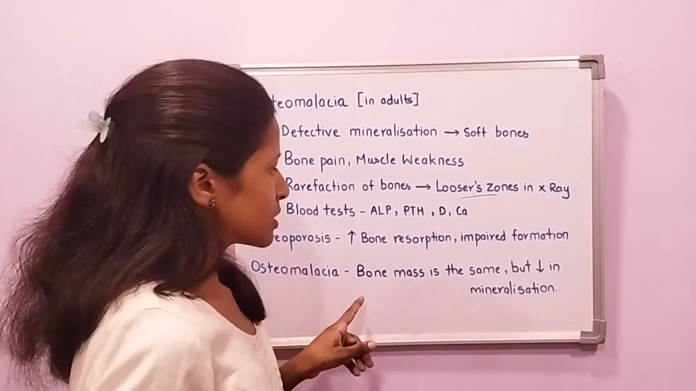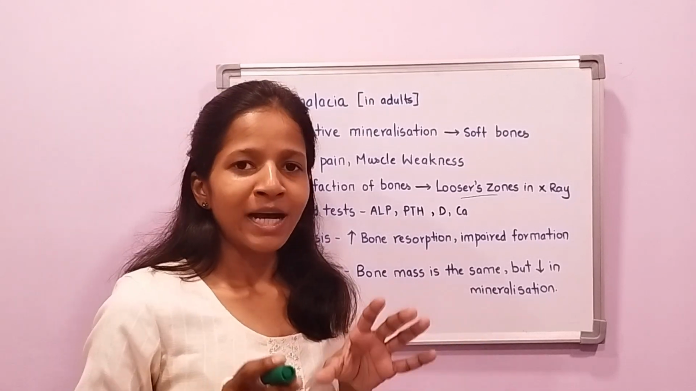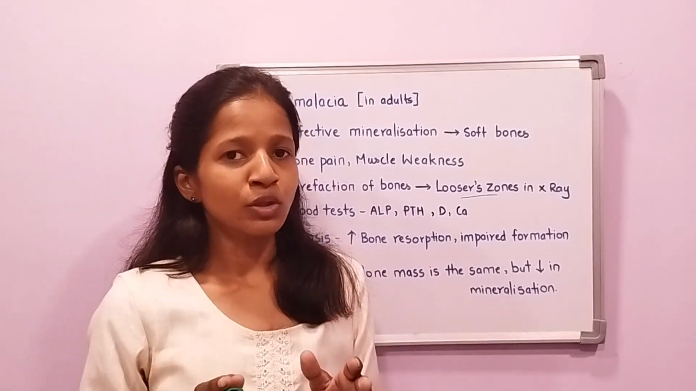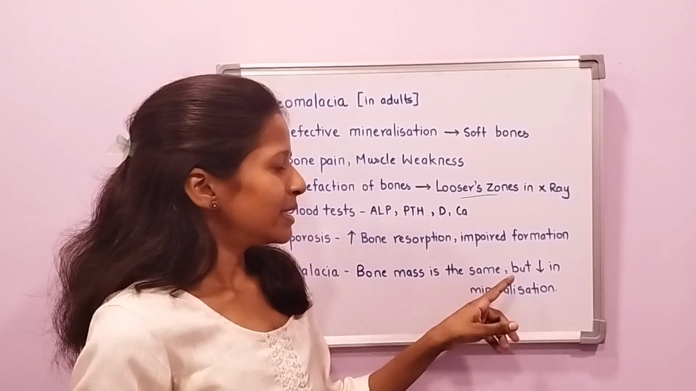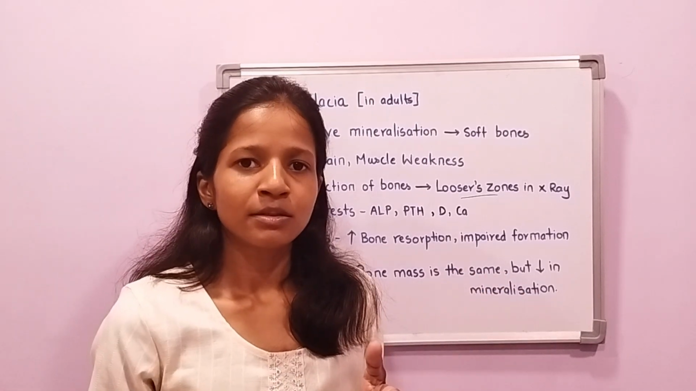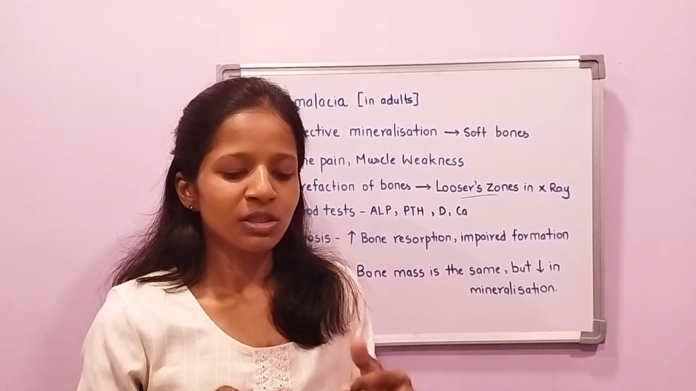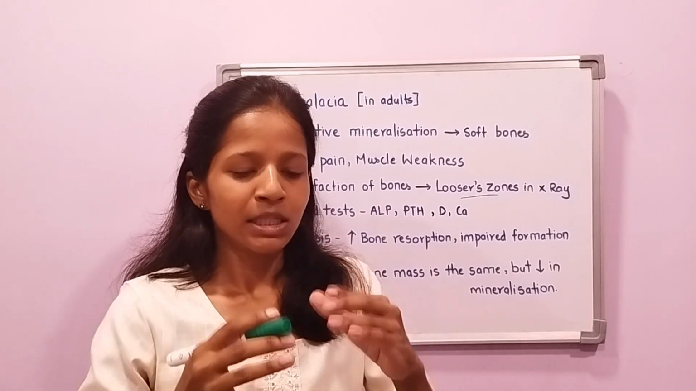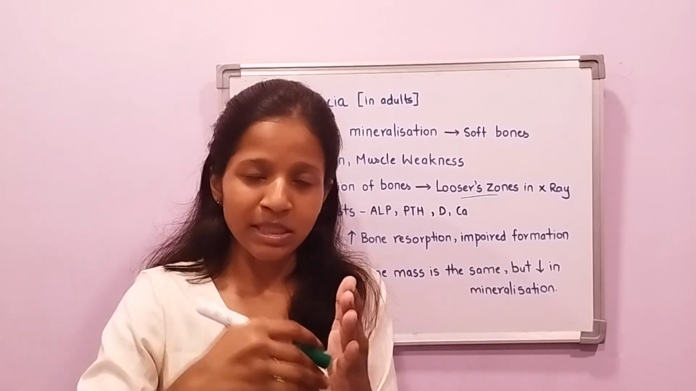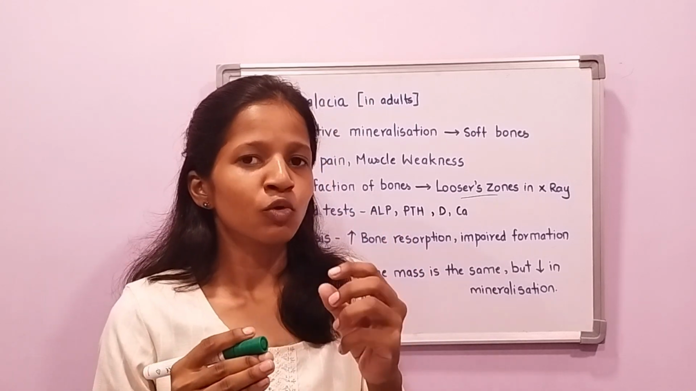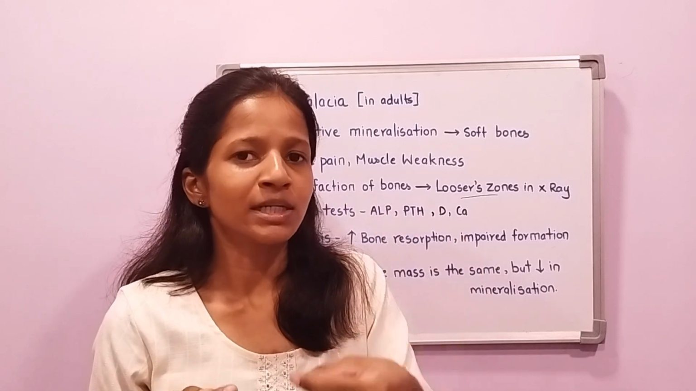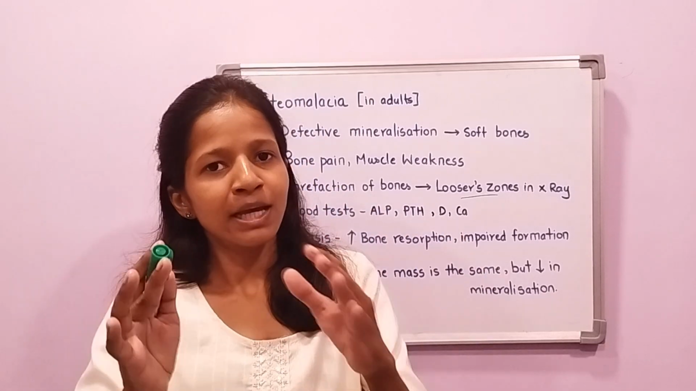In the case of osteomalacia, bone mass is the same, the amount of bones is the same, but it is not properly mineralized. Because of a lack of mineralization, the bones are not hardening properly. The amount of calcium and phosphorus in the bones is less. So there is more of soft osteoid tissue that is present, making the bones soft and bended.